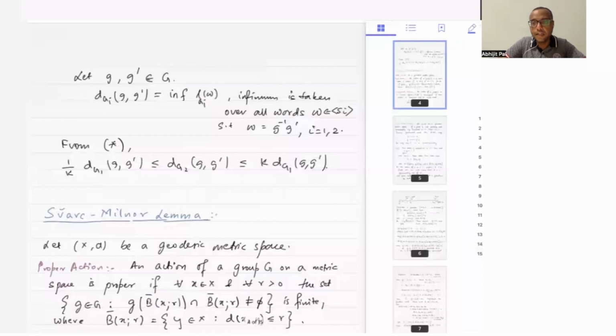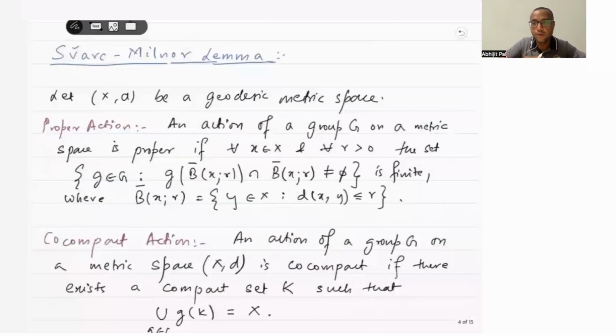Hello. In the last lecture, we have learned about quasi-isometries and Cayley graphs of finitely generated groups. In this lecture, we'll prove the following lemma, which is called the Švarc-Milnor lemma. It says the following: if a group acts properly and co-compactly by isometries on a proper geodesic metric space, then that group is finitely generated and the Cayley graph of that group is quasi-isometric to that geodesic metric space.